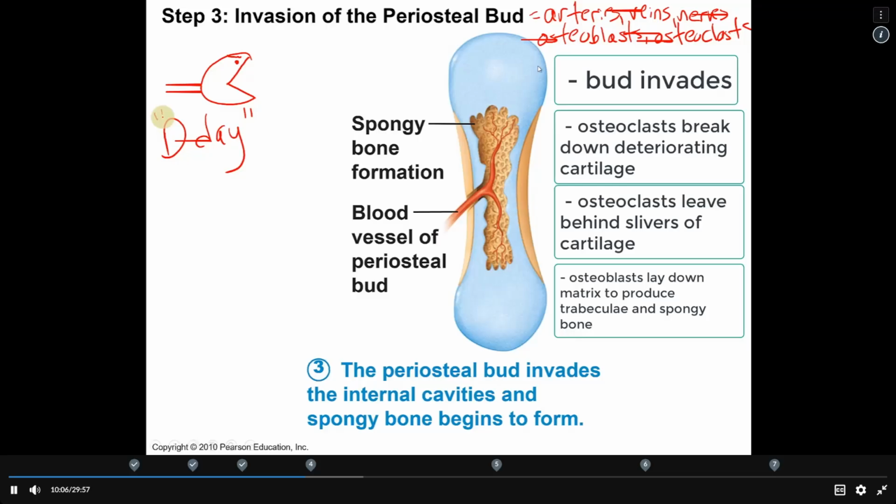When it comes and invades the bone, out comes the arteries and the veins that bring in the oxygen and nutrients, the supplies, but also the soldiers, the osteoblasts and the osteoclasts. Okay, so that's this step.